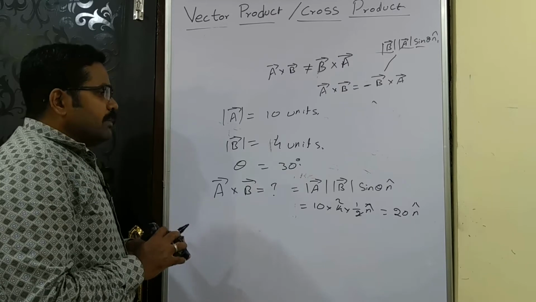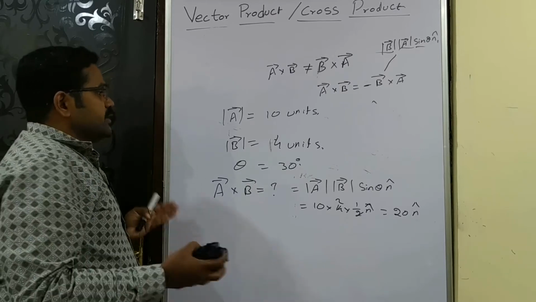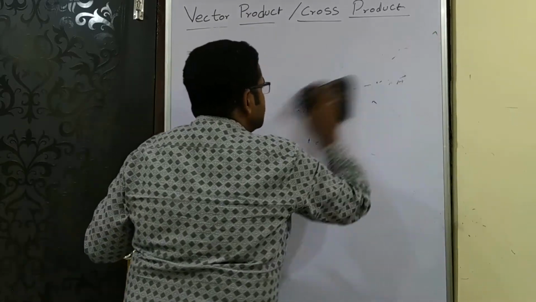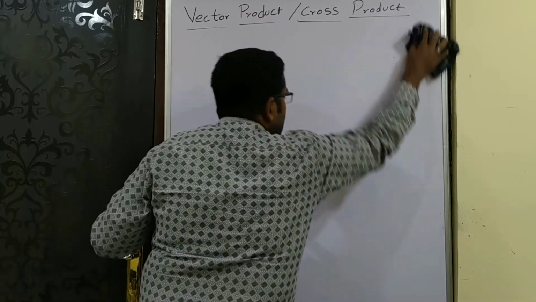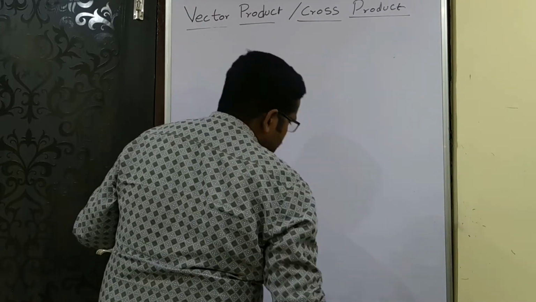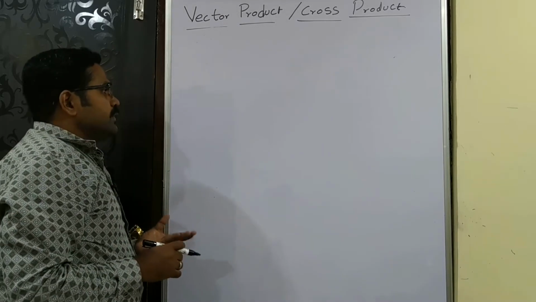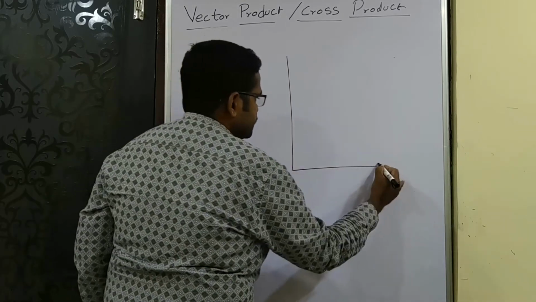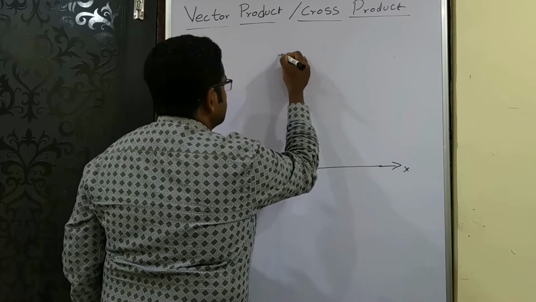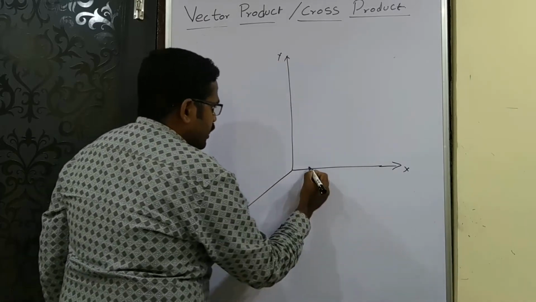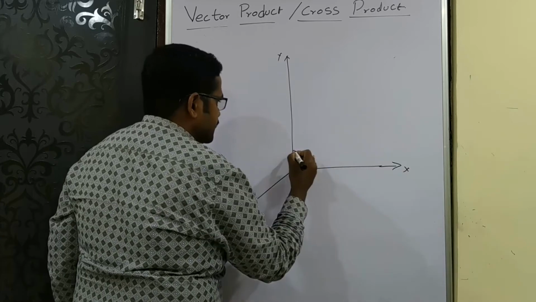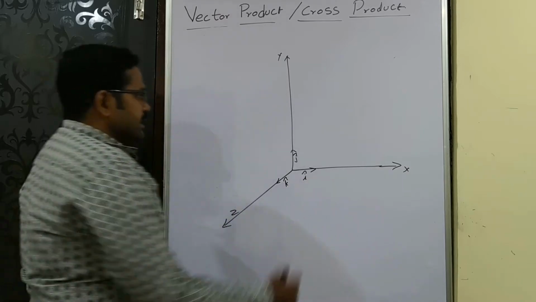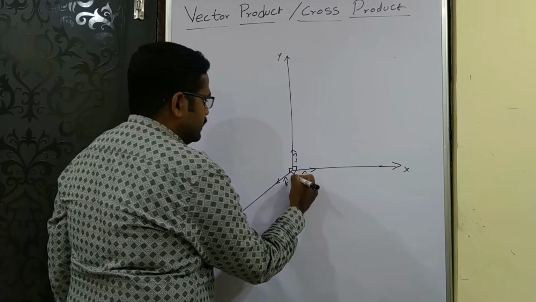Now we will see what happens when two vectors are in Cartesian form. Before going to Cartesian form, let us revisit the cross product of unit vectors along the xyz axes. You know the orthogonal unit vectors? Orthogonal unit vectors are those which are in the direction of the xyz axes. If this is my x axis, this is y axis, this is z axis, my orthogonal unit vectors are i cap along x axis, j cap along y axis, k cap along z axis. The angle between them is 90 degrees, 90 degrees and 90 degrees.